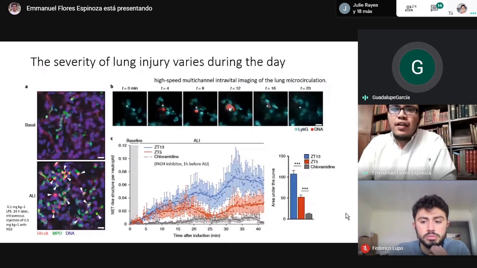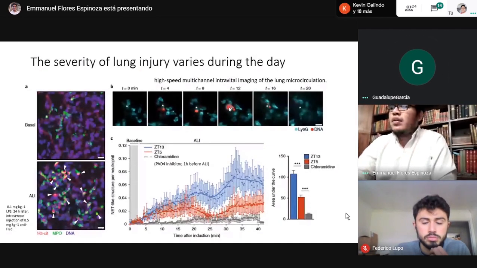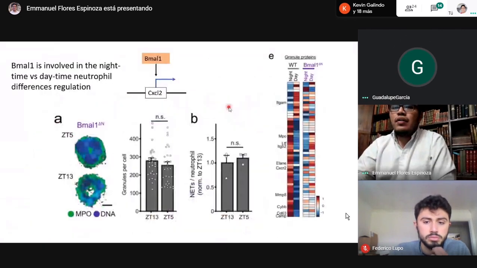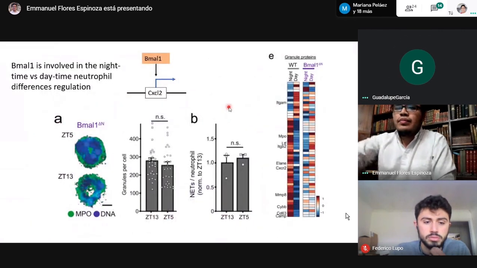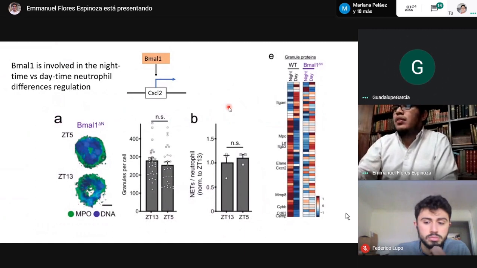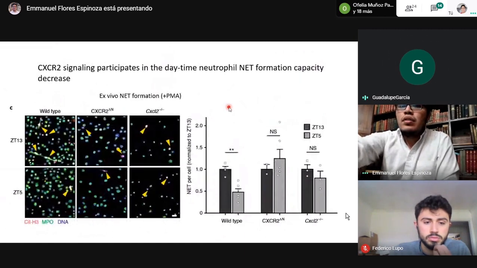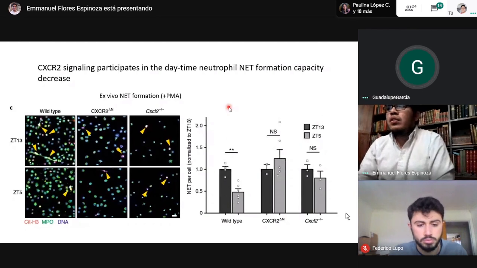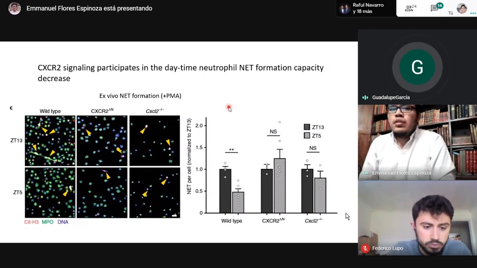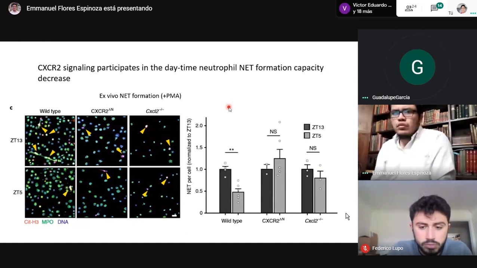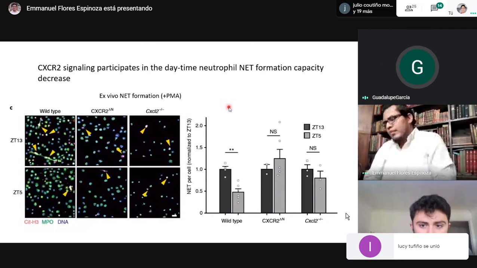Regarding the previous figure, I have two questions. I wanted to know if those mice that are deleted in CXCR2 in the neutrophils have an evident phenotype related to damage. Yes, because those neutrophils cannot degranulate before they enter the tissues. So they develop some kind of damage or something like that.